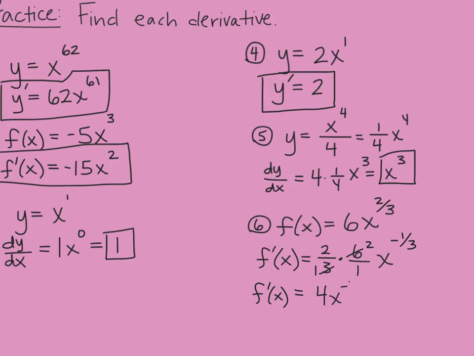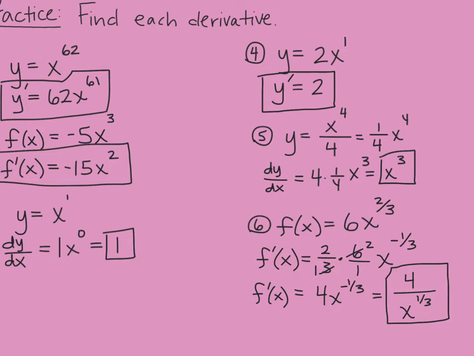X to the -1/3. Now, in mathematics, we don't like to write exponents as negatives in our final answer. What negative exponents mean is that they belong in the opposite part of the fraction from where they already are. Right now, this x to the -1/3 is in the numerator. Therefore, this should be x to the +1/3 in the denominator. And we'll do some more practice with negative exponents here in just a minute.